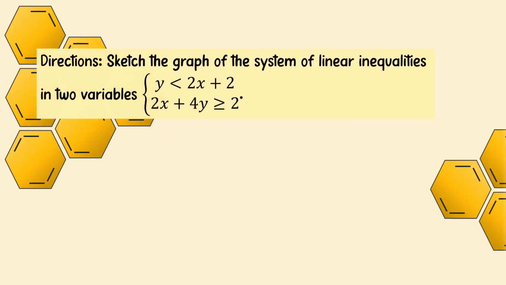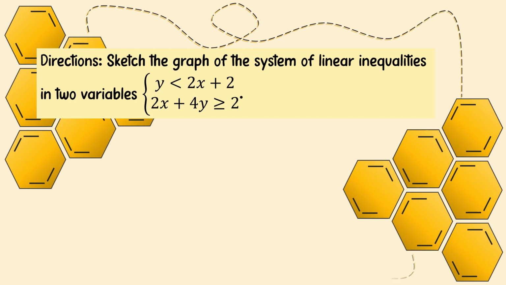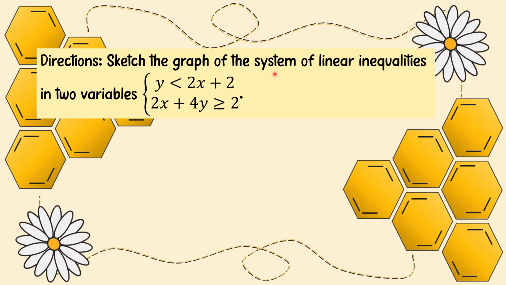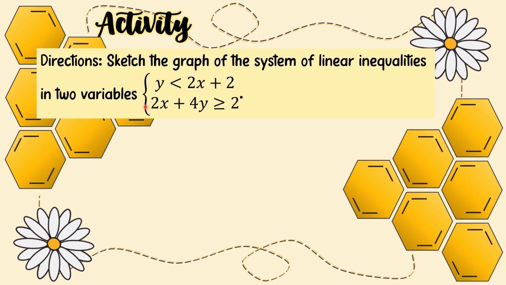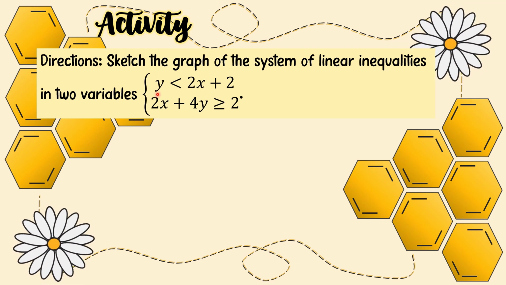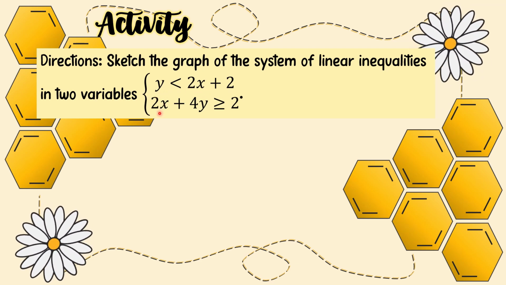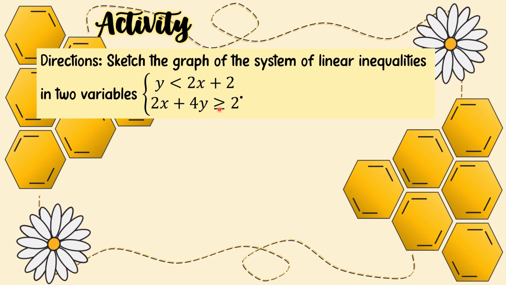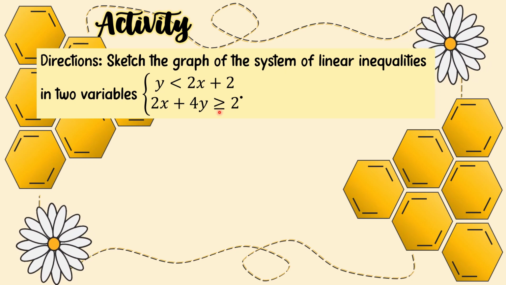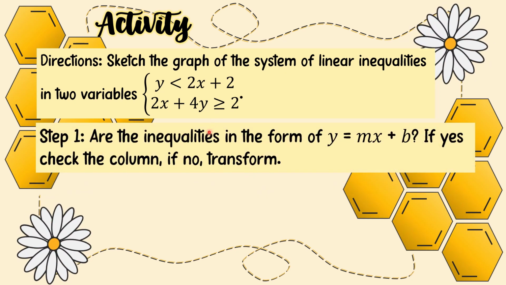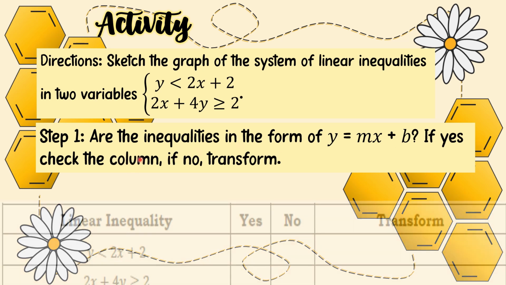So we have here the instructions or the directions. Sketch the graph of the system of linear inequalities in two variables, which is the system of y is less than 2x plus 2 and 2x plus 4y is greater than or equal to 2. So step number 1, are the inequalities in the form y is equal to mx plus b? If yes, check the column, and if no, transform.